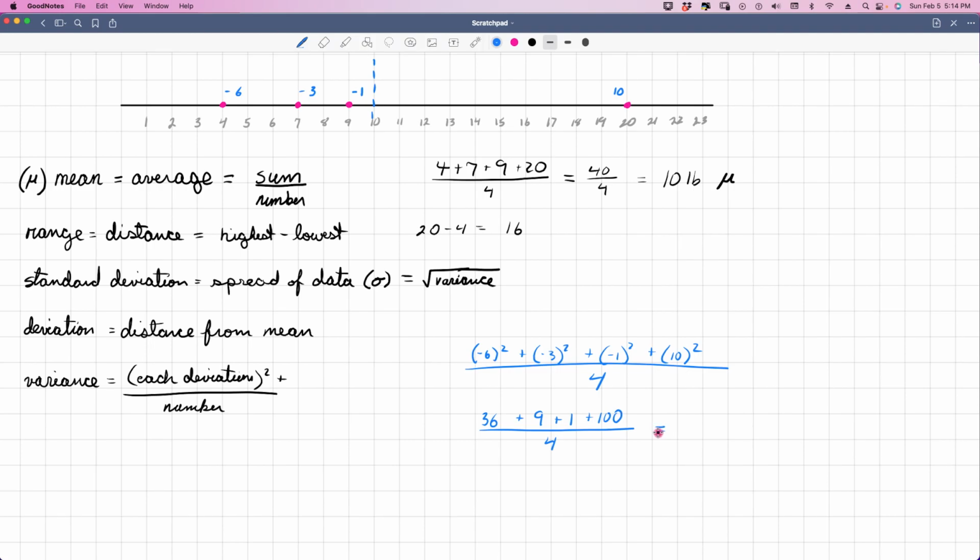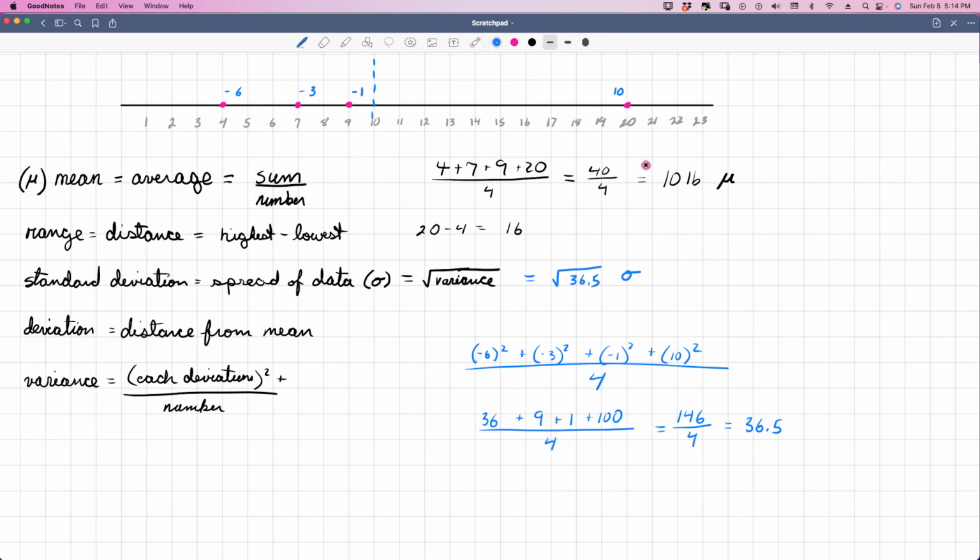So when we add all of that up, we get 146 divided by 4, which equals 36.5. So to find the standard deviation, we would take the square root of 36.5. That would be our standard deviation of this data.